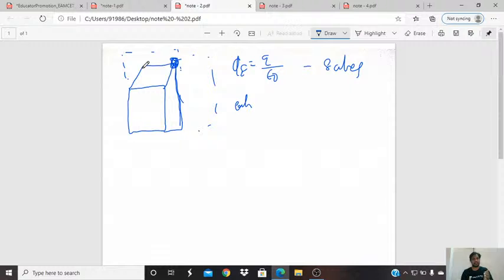7 plus the actual one is 8. For 8 cubes, the charge is in between. So for 8 cubes the flux is Q by epsilon naught. So for each given cube, flux will be Q by 8 epsilon naught. Like this we have to find.